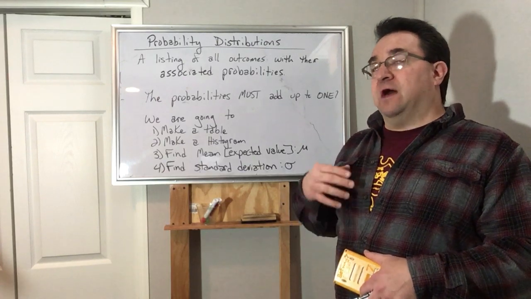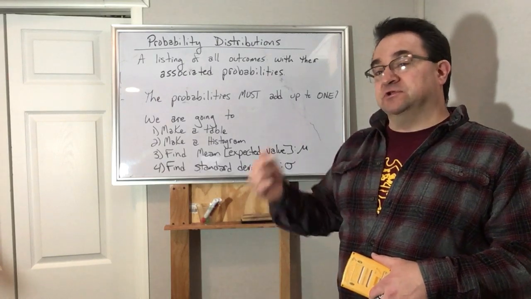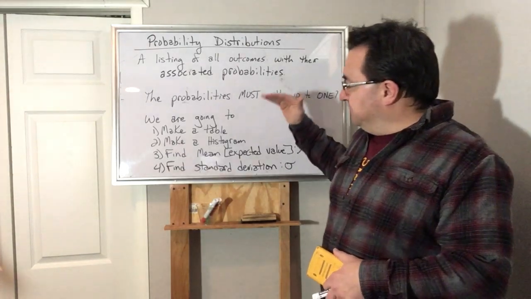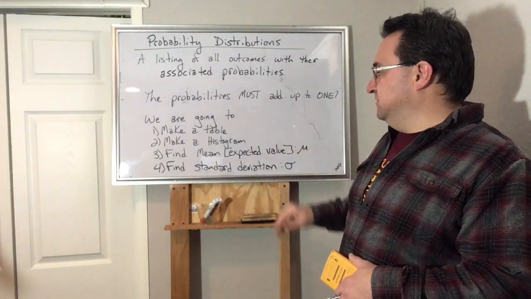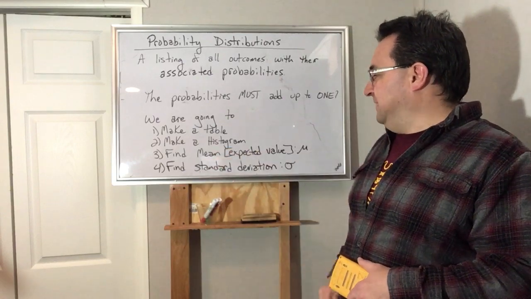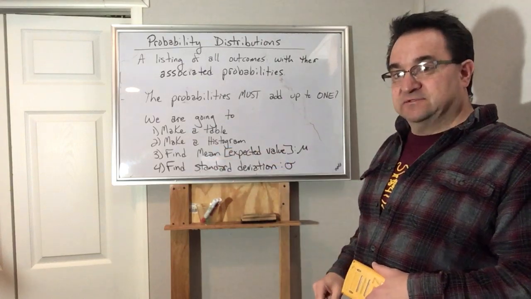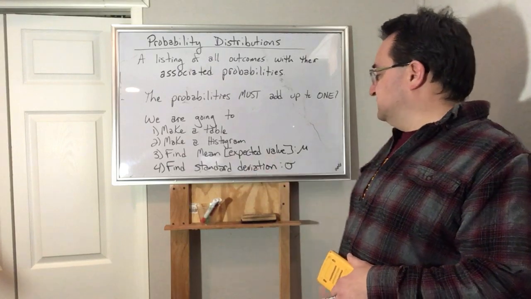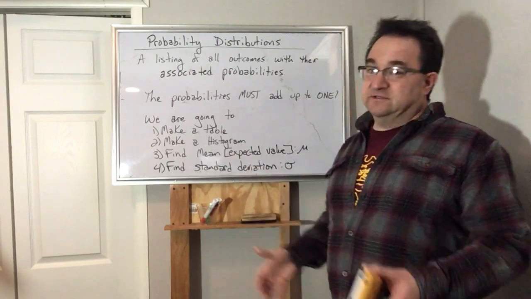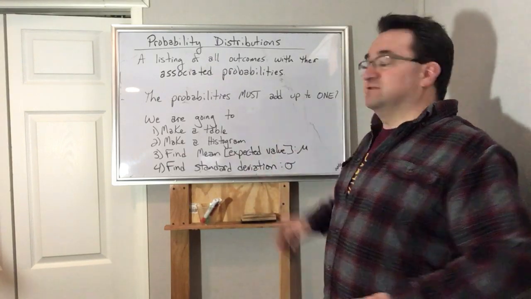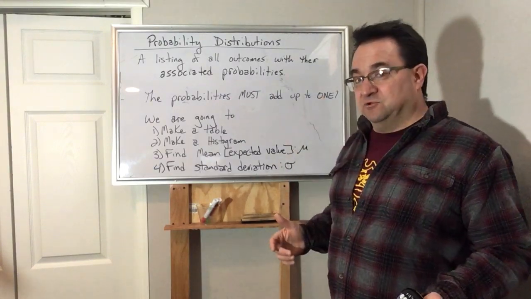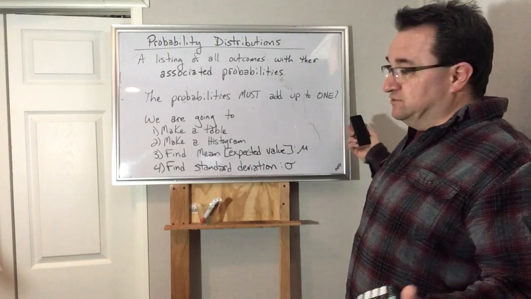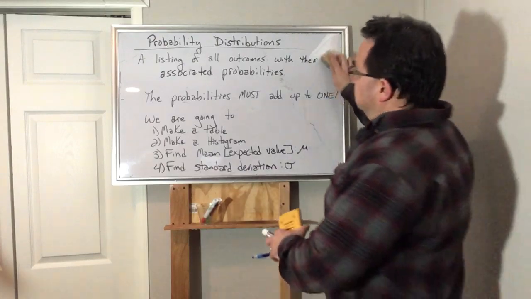So mainly, I'm going to be giving you scenarios, and you're going to construct a table, make a histogram out of these probability distributions. We're going to find the mean, which is also known as the expected value, and we're going to find the standard deviation. And in all the examples that I give you, the probabilities are going to add up to 1, but this is true. They have to add up to 1. All right, so let's take a look. Let's go to our first example.